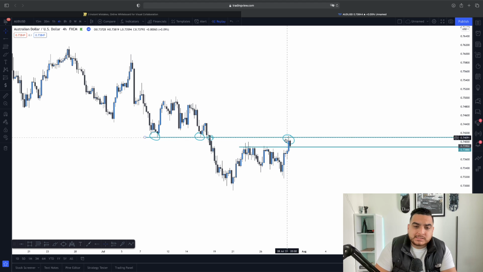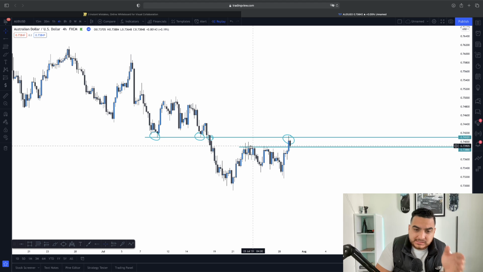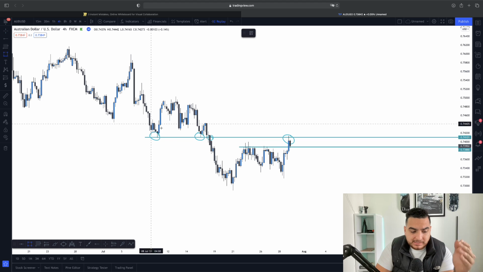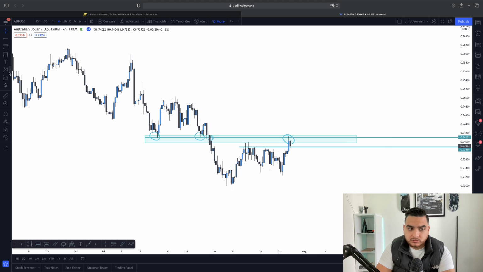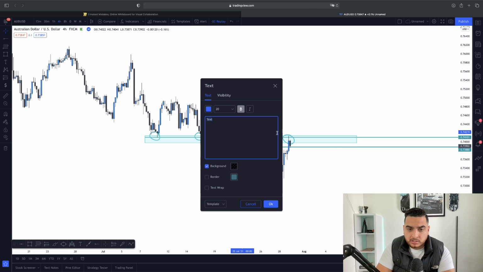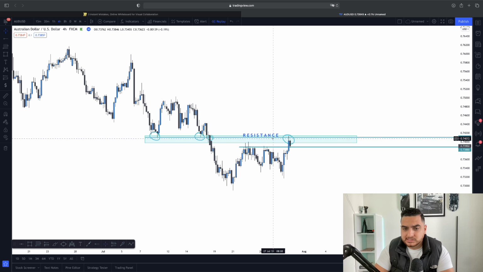But the problem is, guys, even if you've got a clean break of this level here, if we start talking about zones and we look at supply and resistance, we can see that this entire zone here is a supply level, okay? So that's a massive resistance zone. And I'll map this out, okay, so you guys can see. So we can see we've got a massive resistance zone up here.